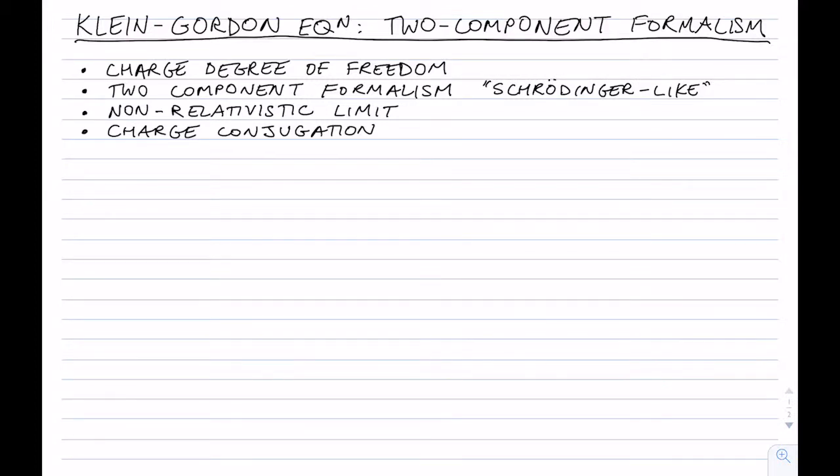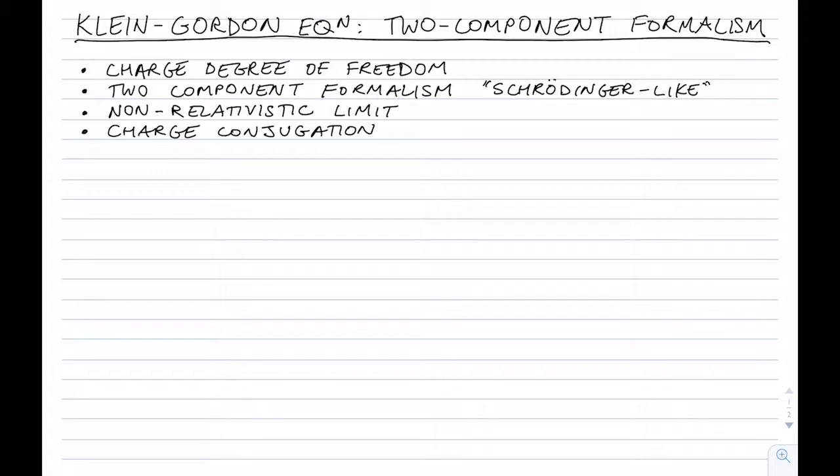Hi everyone, welcome to the second video on the Klein-Gordon equation. In this video we're going to look at the charge degree of freedom that's buried within the Klein-Gordon equation. We're going to explore the two-component formalism, which leads us to a Schrodinger-like equation, except it's not manifestly covariant anymore.